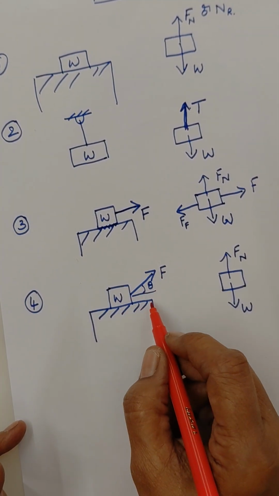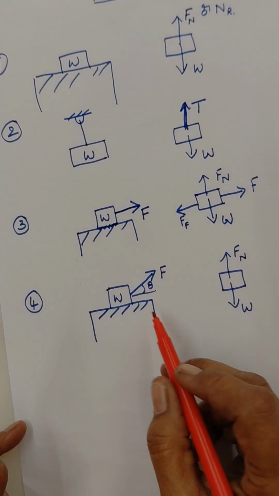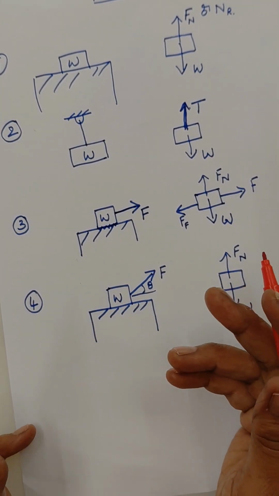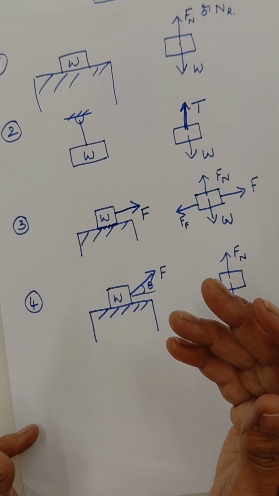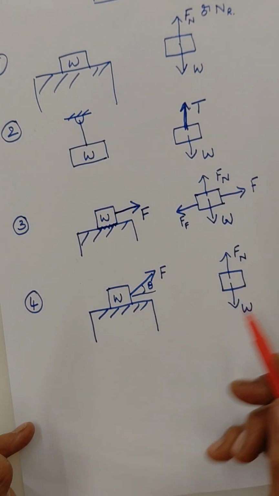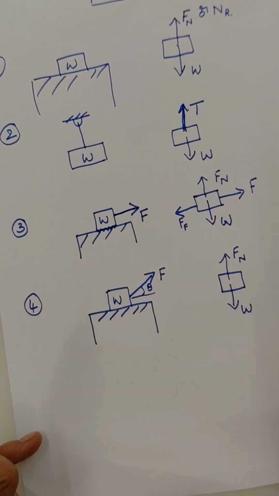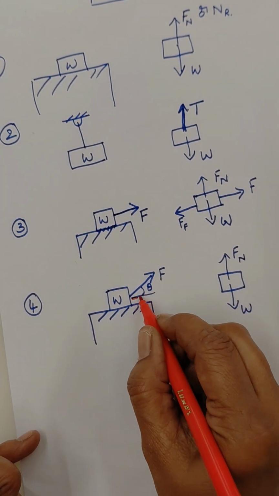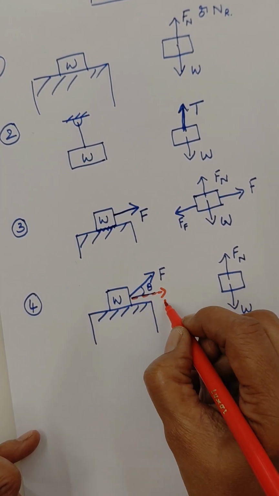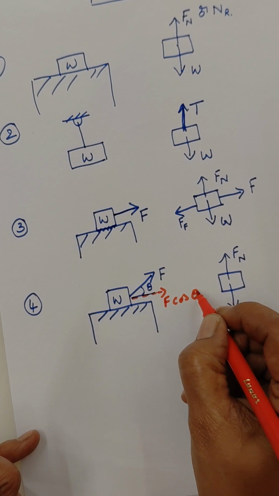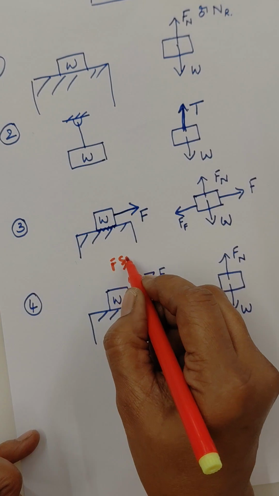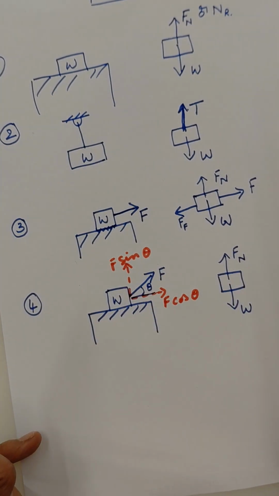Now we can resolve this into two components. One is the horizontal component, the other one is the vertical component, which will make it easy for us to analyze if you have forces in the horizontal and vertical directions, or the x and y axis, in general. So now what are these components for this one? F can be considered as F cos theta. I hope all of you are familiar with resolving the forces. Then F sin theta.